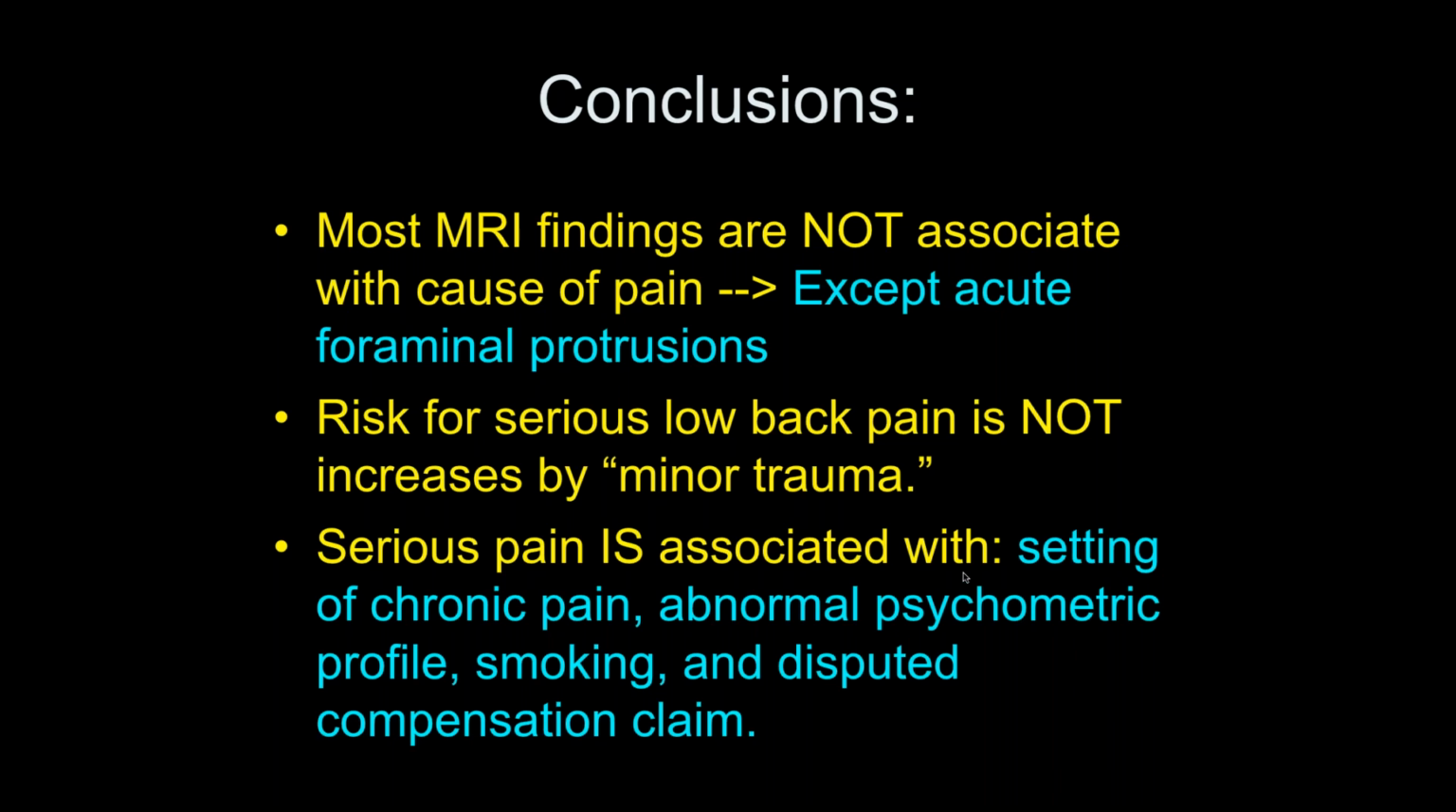Serious back pain is associated with the following. The setting of chronic back pain, so if you have chronic back pain, you're more likely to get a serious acute new back pain, abnormal psychometric profiles, smoking, and disputed compensation claims. So those are the major risk factors for the development of new severe low back pain.